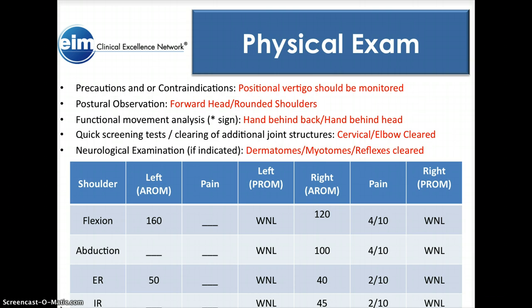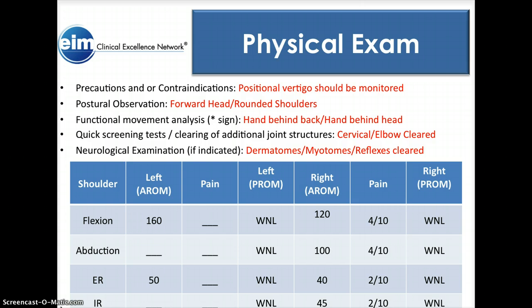Precautions and contraindications: I really wanted to monitor the positional vertigo because I didn't want to aggravate these symptoms throughout the physical exam by having him lay down and sit up. Postural observations were discussed already, as well as asterisk signs, and then the joints above and below, as well as dermatomes, myotomes, and reflexes were cleared. The left active range of motion and passive range of motion were assessed first.